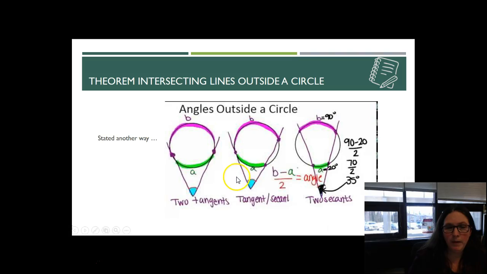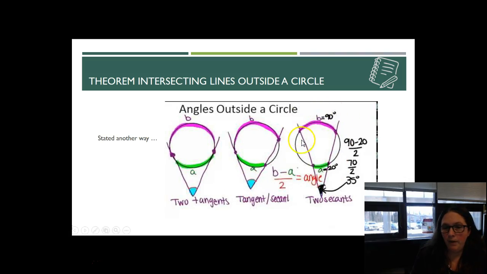Another way to look at that depends on which type of lines you have intersecting your circle. You could have two tangents that intersect your circle, and then to find the measure of this angle, you would take the measure of arc B, subtract the measure of arc A, and divide it by 2. So you can see here, B minus A divided by 2. If you have a tangent line and a secant which cuts through the circle, you would do the same thing: take arc B, subtract arc A, and divide by 2 to get the angle measure.